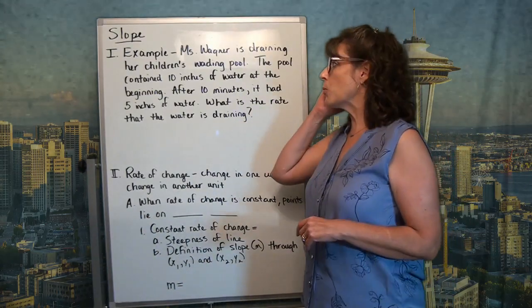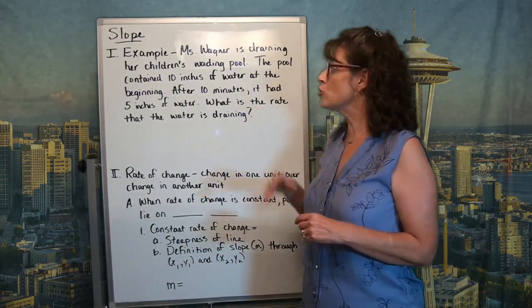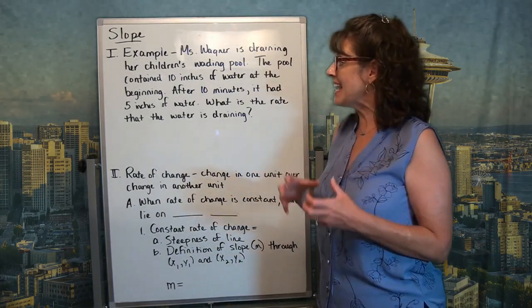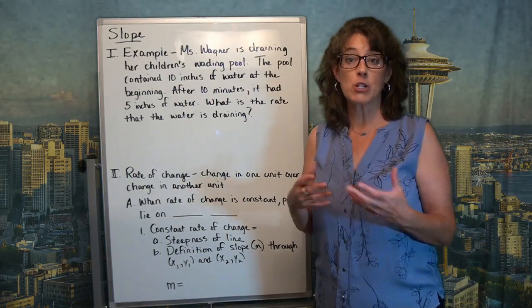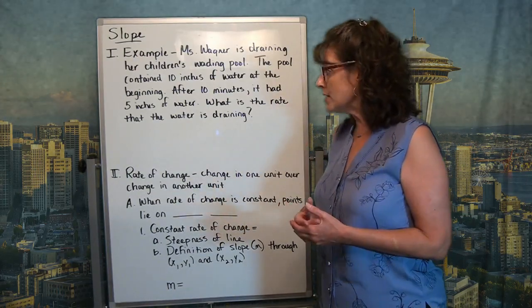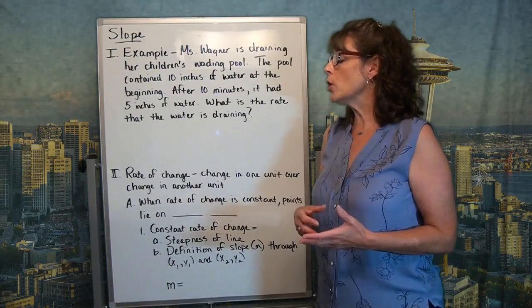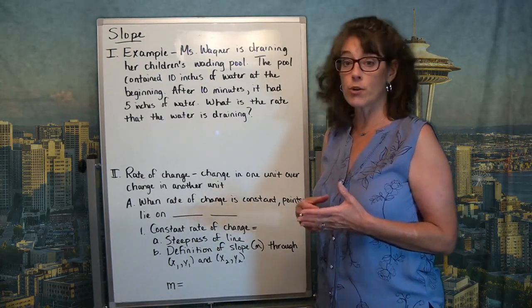So in this example, we've got Ms. Wagner here, and she is draining her children's wading pool. The pool contained 10 inches of water at the beginning of the time when she was going to drain it. She drains it for 10 minutes, and after 10 minutes, it had 5 inches of water. We want to know what is the rate that the water is draining.